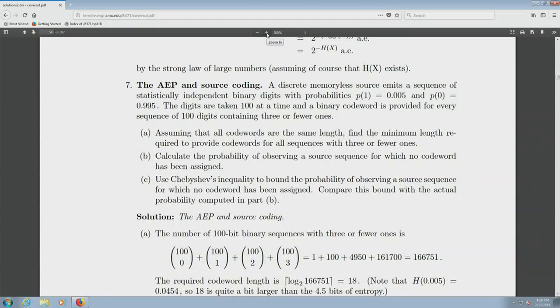So we will develop a code that corresponds to a string when there's 3 or fewer ones. Right, there could be 0 ones. There could be 1 one. Right? How many in a code? A stream of 100. By the way, you think 100 is long?